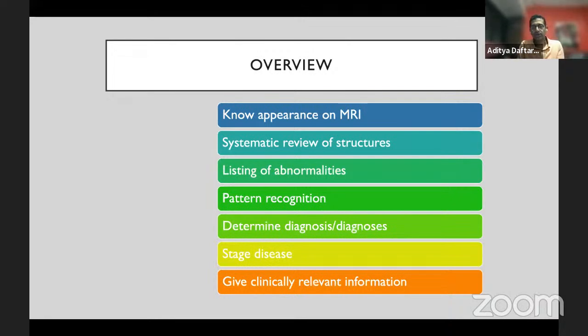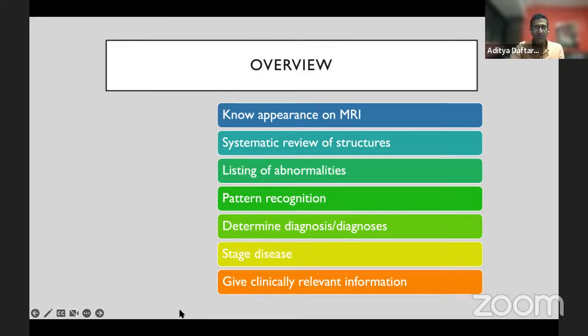So what we're going to try to do today is know the appearance of structures on MRI, do a systematic review of these structures, try and figure out how we can list abnormalities, develop some sense of pattern recognition, help us to determine the diagnosis or diagnoses, stage the disease, and then give clinically relevant information.